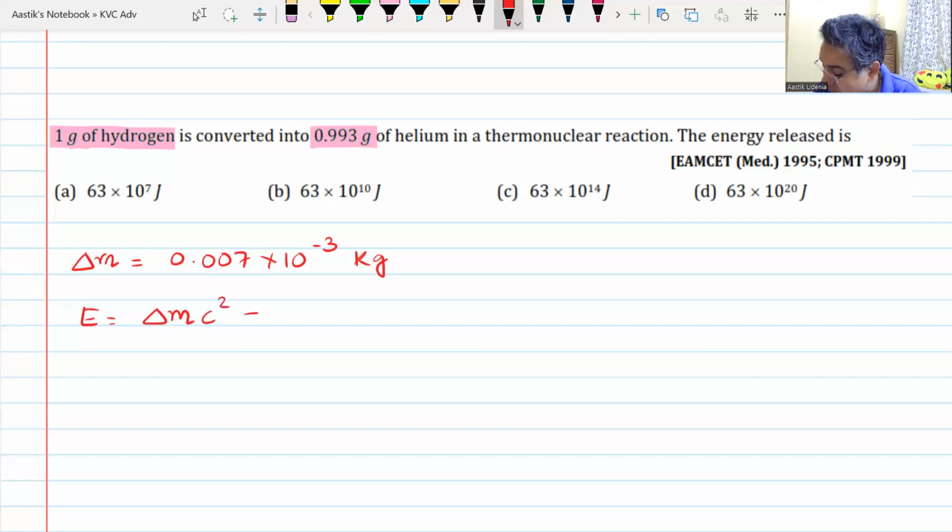Delta M into C square will give me the energy. C is 3 into 10 raised to the power 8. Once you multiply them, you should be getting your answer, and the answer that I have is 63 into 10 raised to the power 10 joules. I'll give you 2 minutes to note this down.